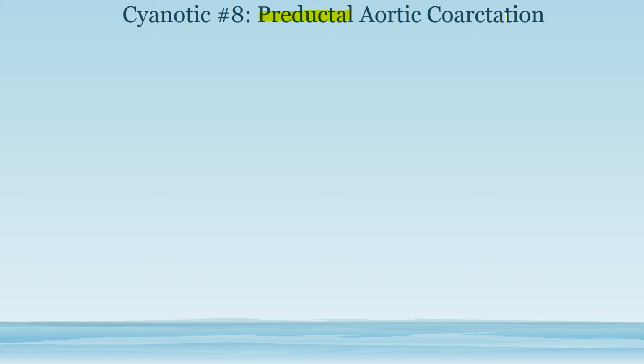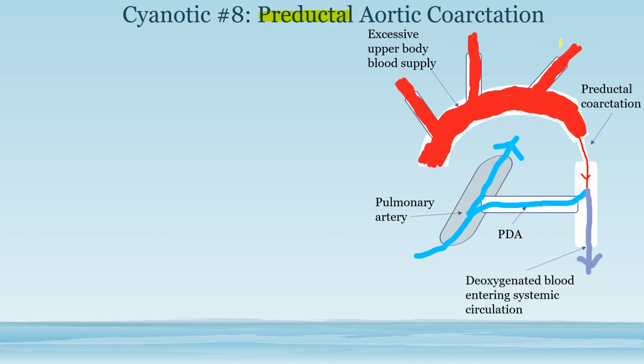And what is a coarctation? Coarctation is a fancy way to say a narrowing of the aorta. So this is a picture of it over here, and we'll talk about it as we go through the information on the slide. So the pathophysiology.